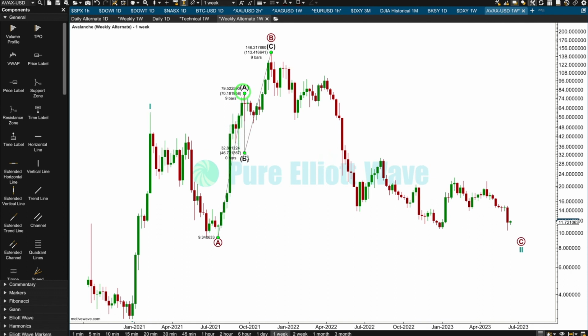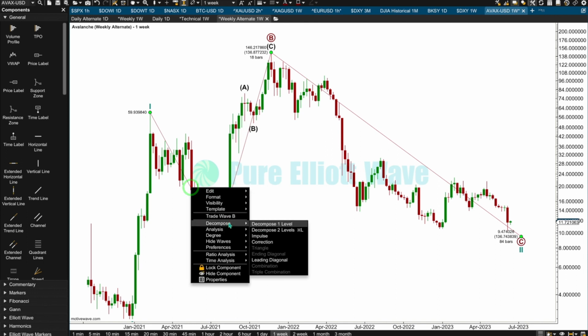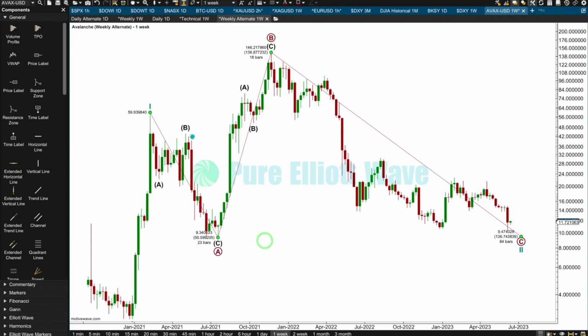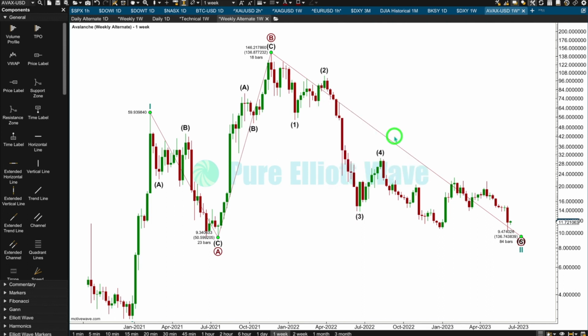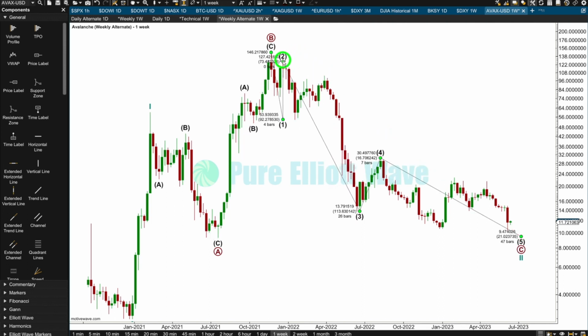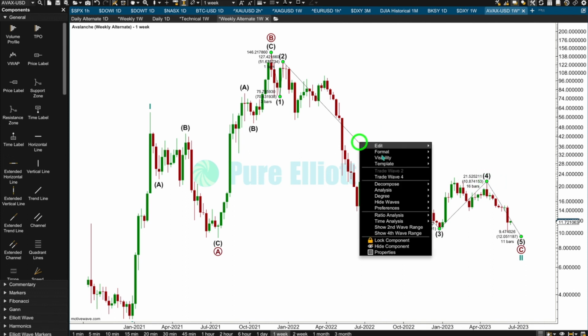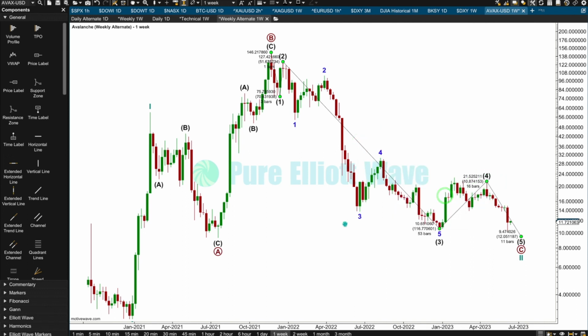I'd put that there. So within an expanded flat, A subdivides as a 3, usually a zigzag, and B subdivides as a 3, commonly a zigzag, but also quite often an expanded flat within an expanded flat. And then you have C as a 5. I'd put that there, and I'd put this here, and I think we might have a triangle in here for 4, not sure. I'll leave that there for now, but I can see a nice third wave in here.